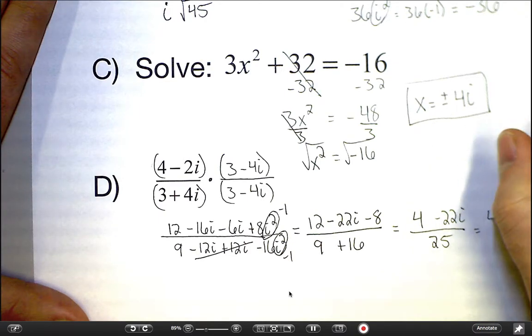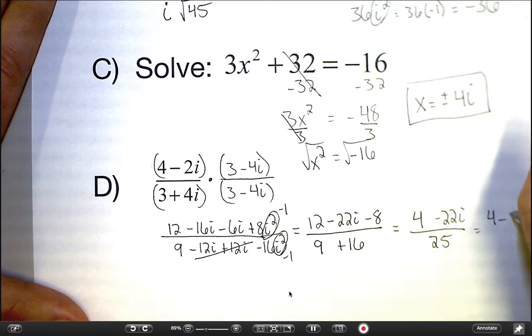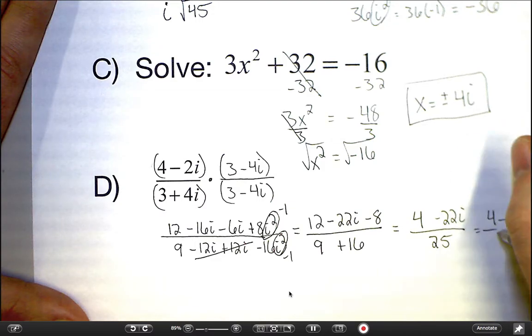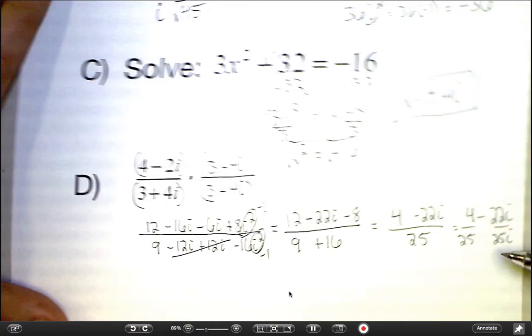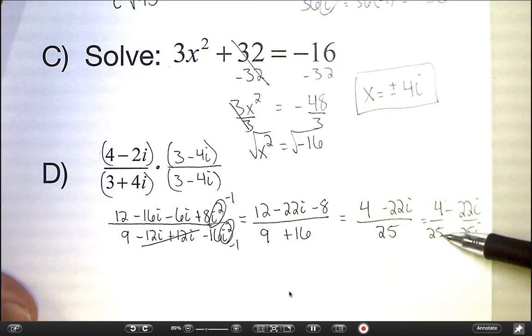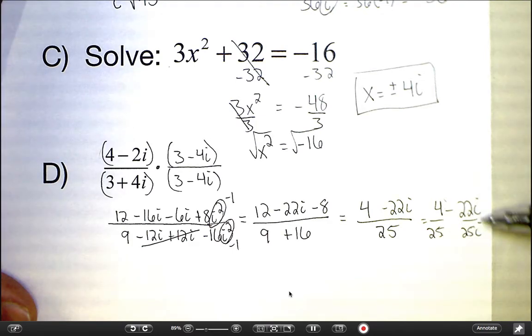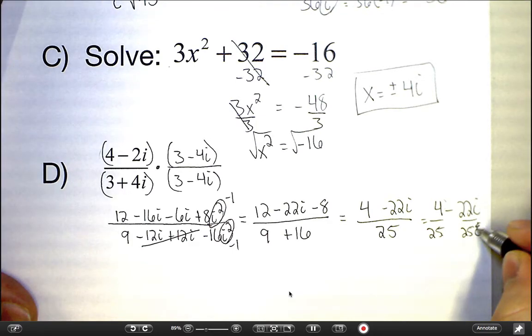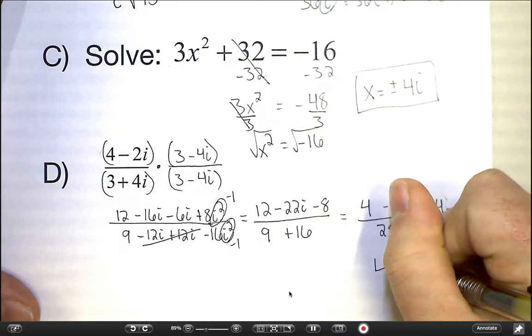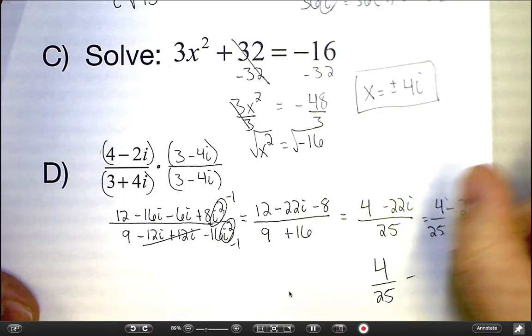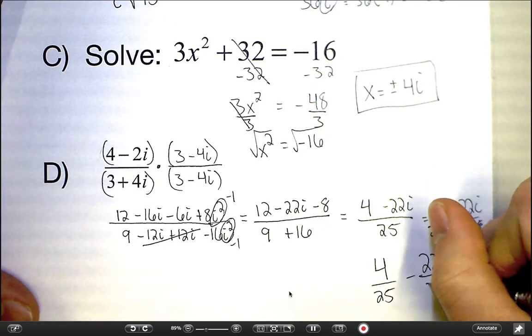So this is going to be 4 minus 22i, and I'm going to split that 25 and divide both pieces separately. And again, the reason we're doing that is I'm looking, can I reduce these fractions at all? In this case, 4 over 25 I cannot reduce, and 22 over 25, there's no i on that bottom part there, we can also not reduce. So this is your answer here, 4 over 25 minus 22i over 25.